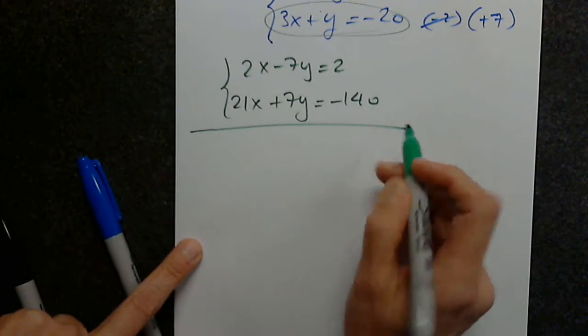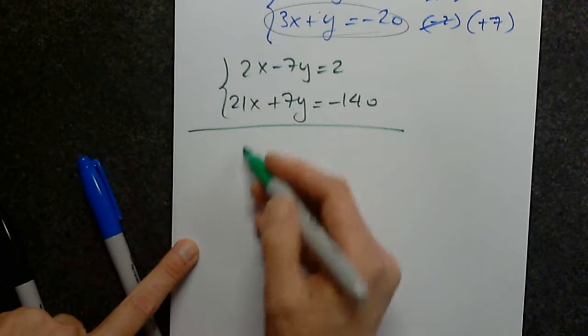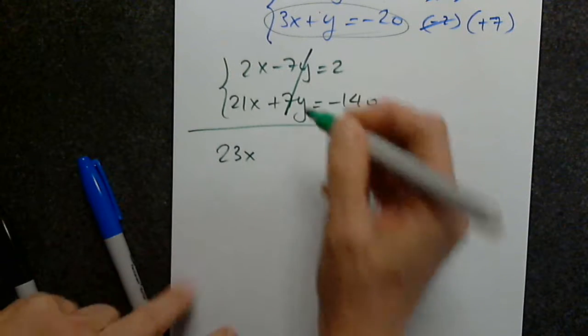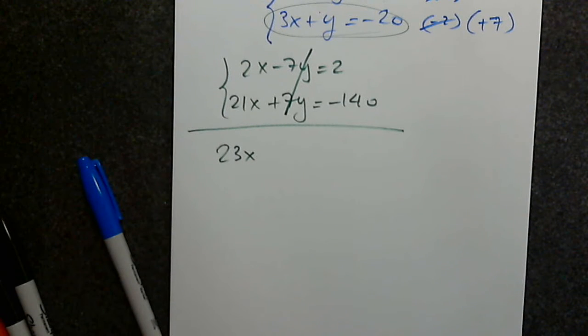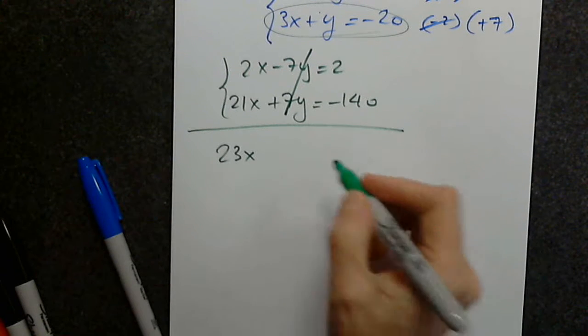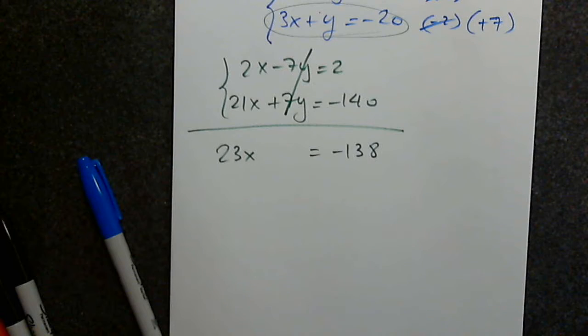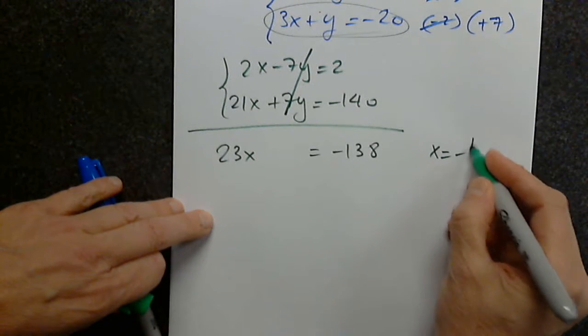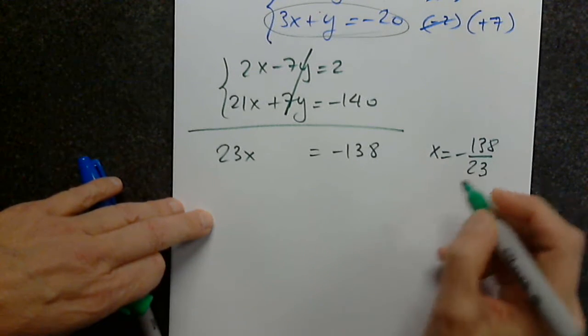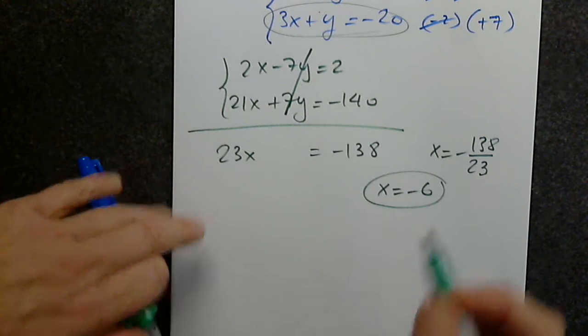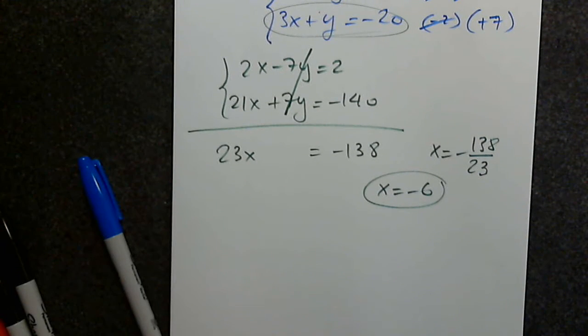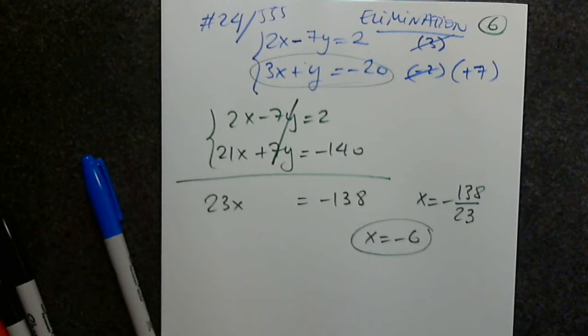And now I will add term by term. These two will give us 23x. We accomplished our target, meaning terms with y are gone. And then I copy the equal symbol, and -138. So therefore, from this equation, I have that x equals -138 over 23, which means -6. Is this good? Yes, it's good, but it's not good enough because I only determined x.